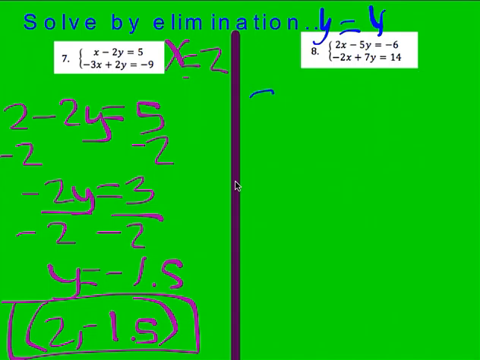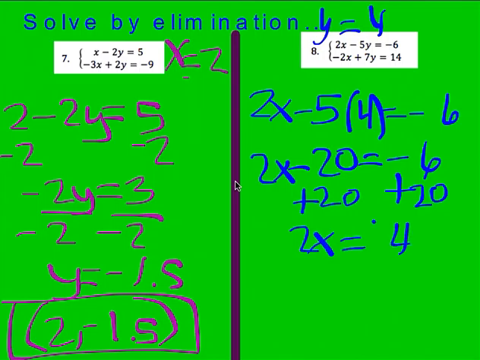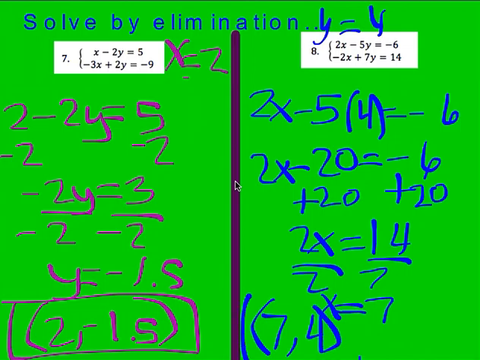Let's plug it into the top equation. So I get 2x minus 5. Now, instead of writing the y, I'm going to write 4 is equal to a negative 6. So then I get 2x minus 20 is equal to a negative 6. So then I'm going to add 20 to both sides. And I get that 2x is equal to 14. Divide both sides by 2, and I get that x is equal to 7. So that's my final point. First my x, then my y. So 7, 4 is my answer.